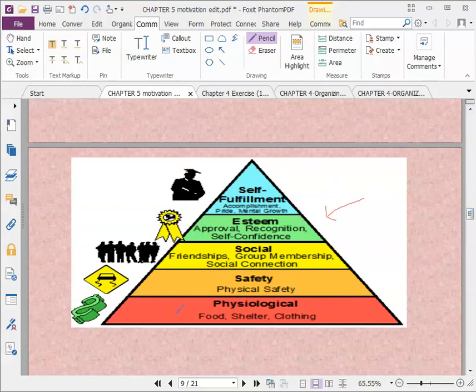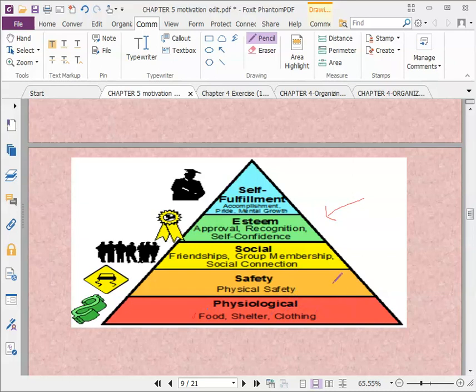So the first line is the basic need. What should you have? Psychological needs. Especially, all people must have psychological needs. What are psychological needs? For example, the person must have food, shelter, and clothes. That is the basic needs of a human being.